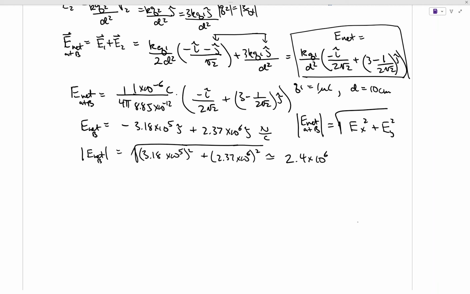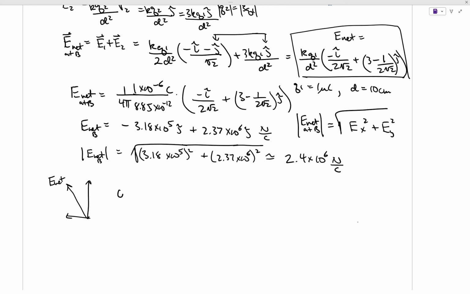So in other words, it's pointed mostly in the Y direction and a little bit in the negative X direction. This is useful context to figure out the direction. So it looks kind of like this.